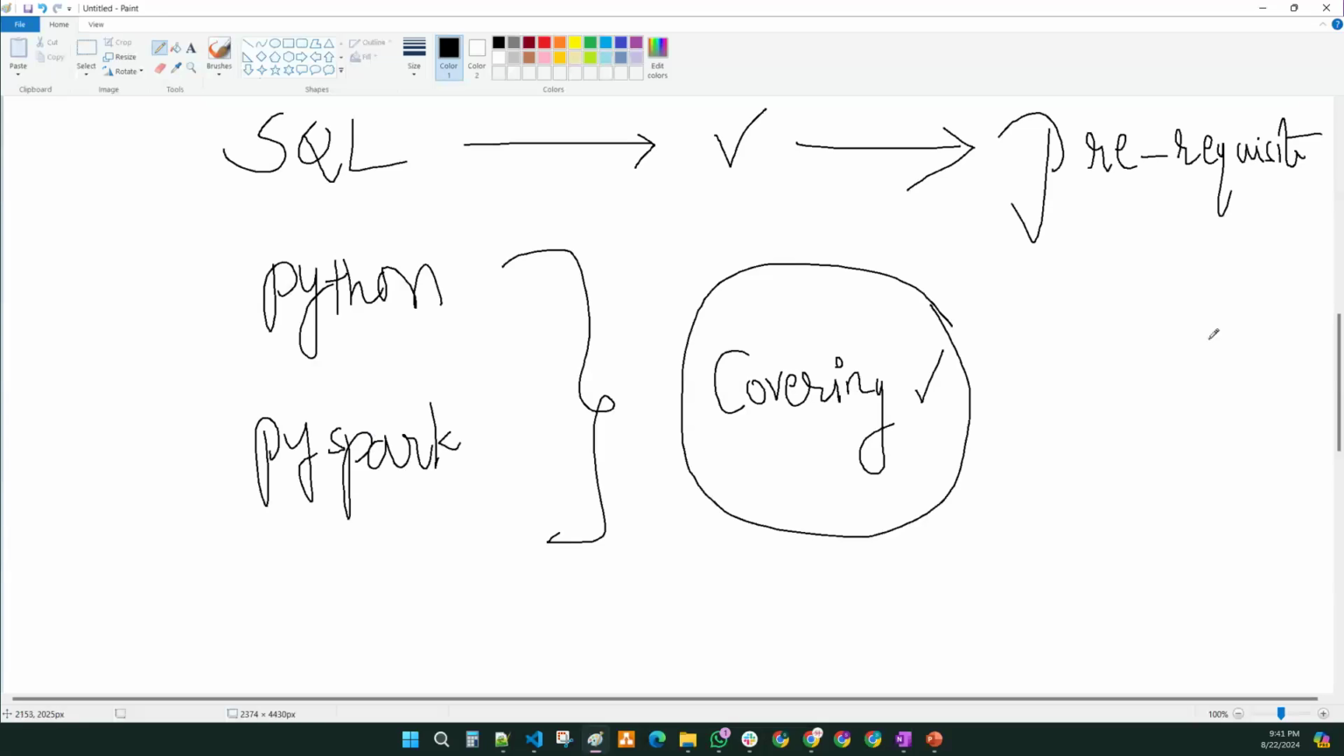Is advanced SQL required? Not required. If you have intermediate knowledge of SQL, that is more than enough. We will be having plenty of assignments on SQL also, guys. If you have basic knowledge now, by the end of these sessions you can practice it so that you can become an intermediate expert in SQL.